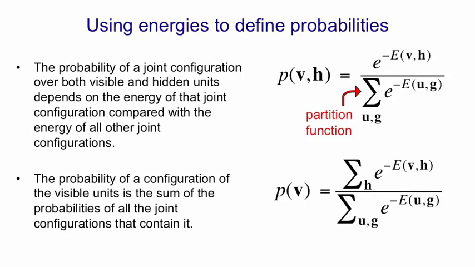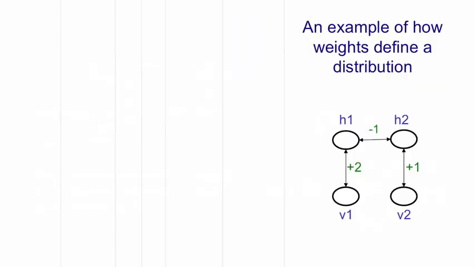To get the probability of a configuration of the visible units alone, we have to sum over all possible configurations of the hidden units. So P of v is the sum over all possible h's of e to the minus the energy you get with that h, normalized by the partition function. I want to give you an example of how we compute the probabilities of the different visible vectors, because that'll give you a good feel for what's involved.